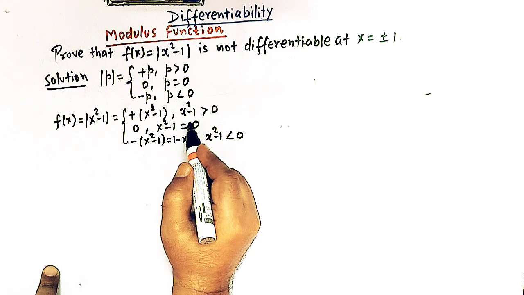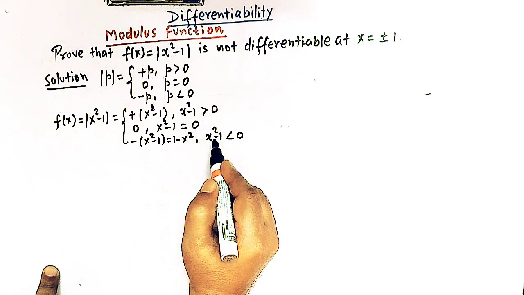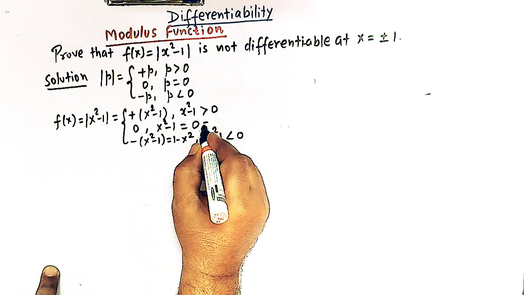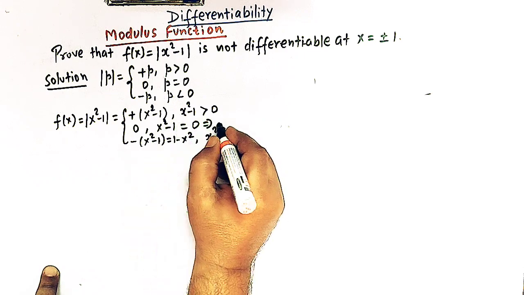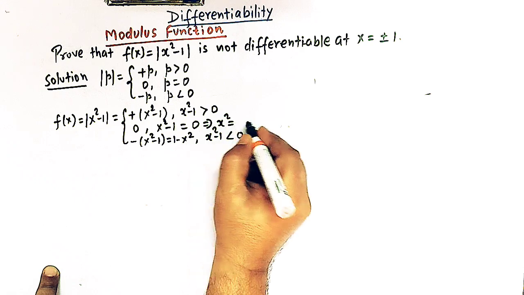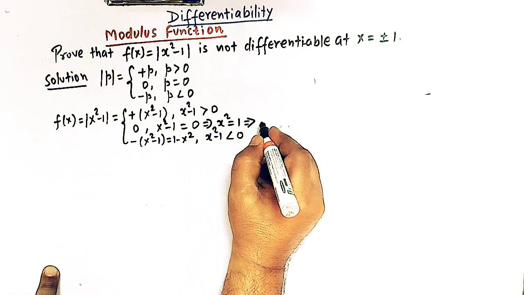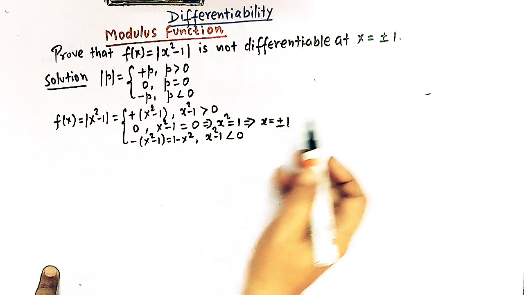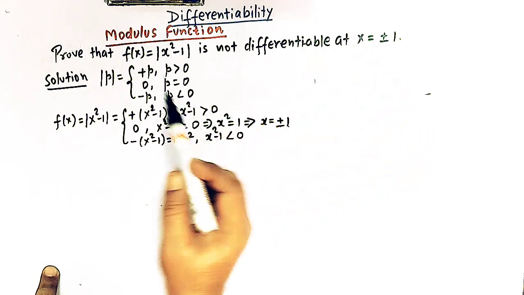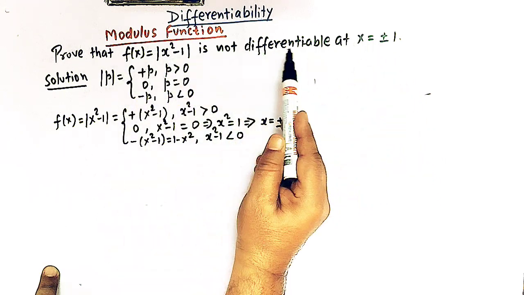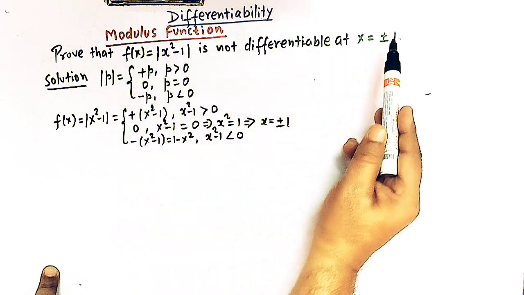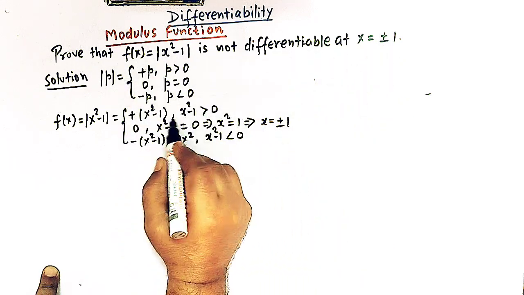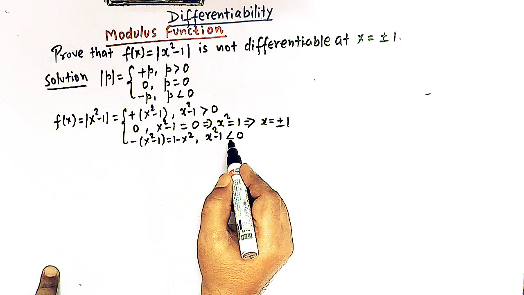Now we have to solve these two inequalities and this quadratic equation. From here we can write x square is equal to 1, and this implies x is equal to plus minus 1, right? Here we have to prove the non-differentiability of this function at these 2 points, right? So let us now solve these two inequalities.